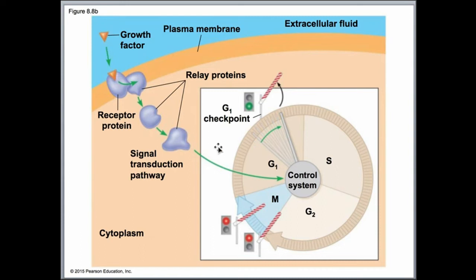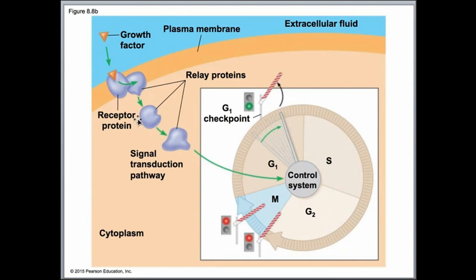So this harkens back to the signal transduction pathway. You have a ligand, which in this case is a growth factor that lodges in the receptor protein. The receptor protein changes shape, goes through some kind of conformational change, and then becomes relay proteins. It goes through this whole signal transduction pathway, and the end result in this case is to go past this G1 checkpoint.